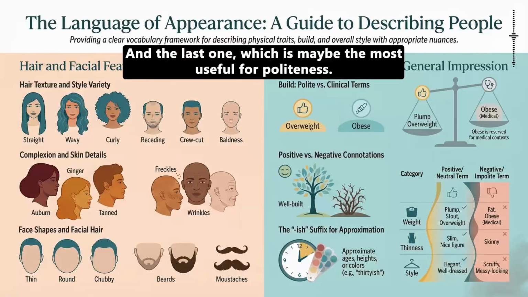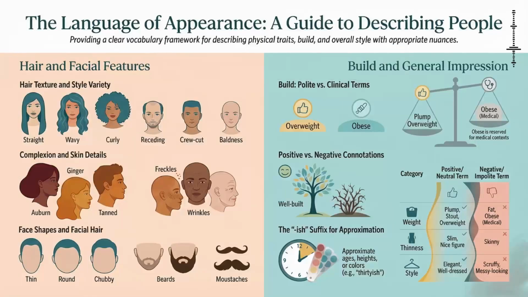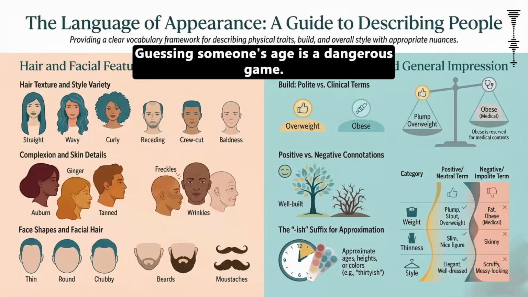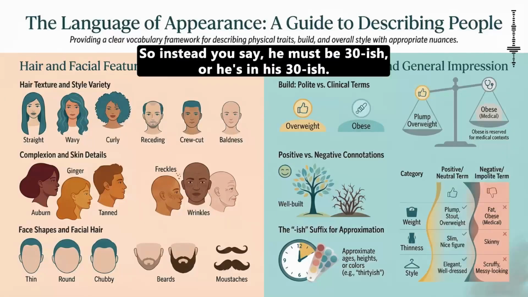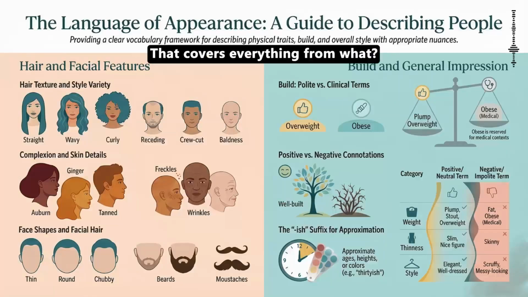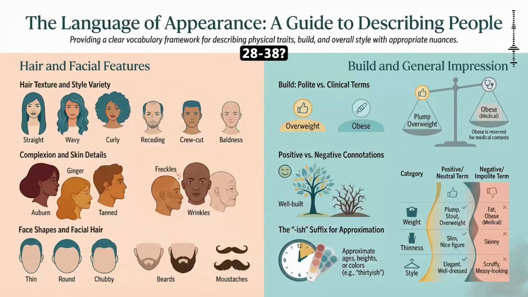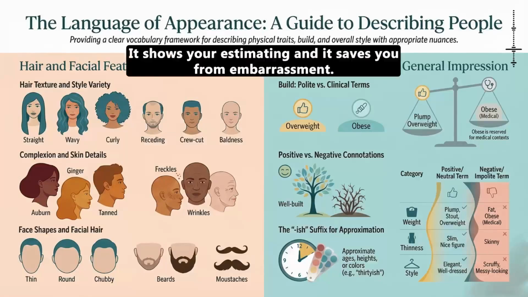And the last one, which is maybe the most useful for politeness, age. Oh, definitely. Guessing someone's age is a dangerous game. The most dangerous game. You say he's 40, and he's actually 32, you've just offended him. So instead you say he must be 30-ish, or he's in his 30s. 30-ish. That covers everything from, what, 28 to 38? It's a safety net. It shows you're estimating, and it saves you from embarrassment.